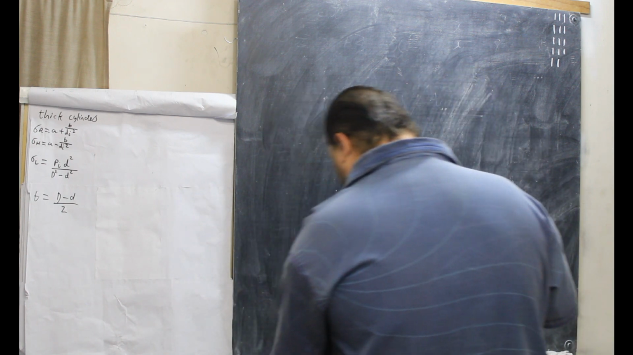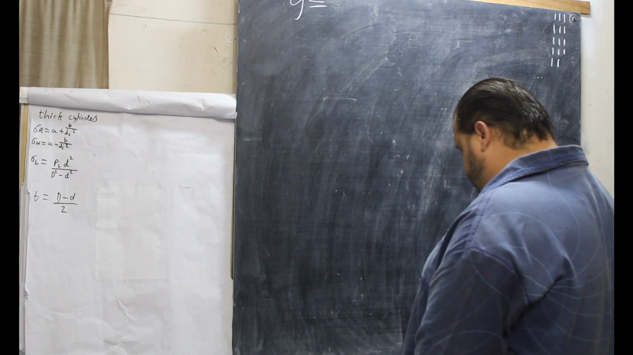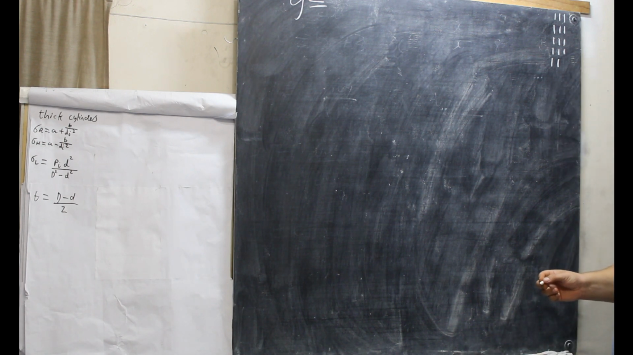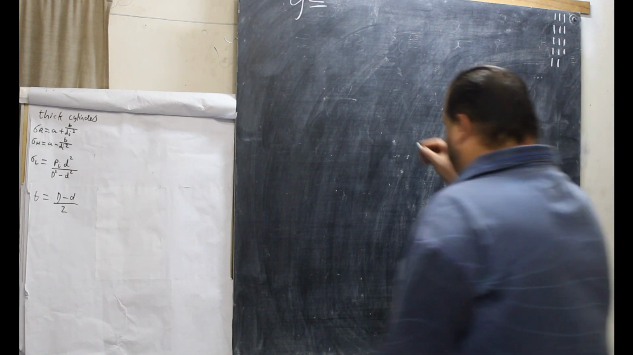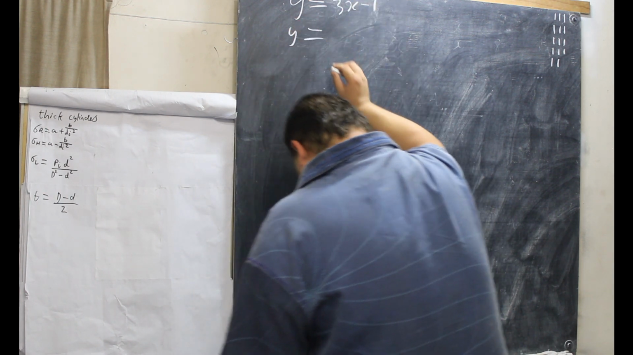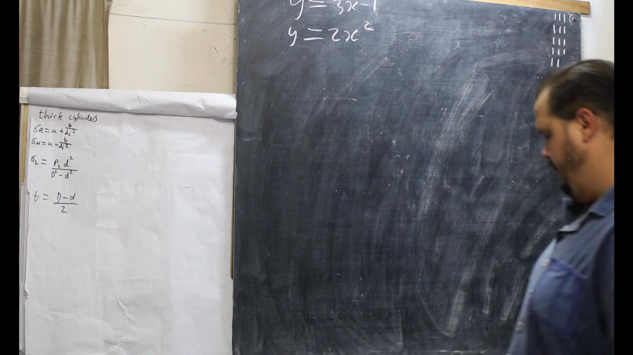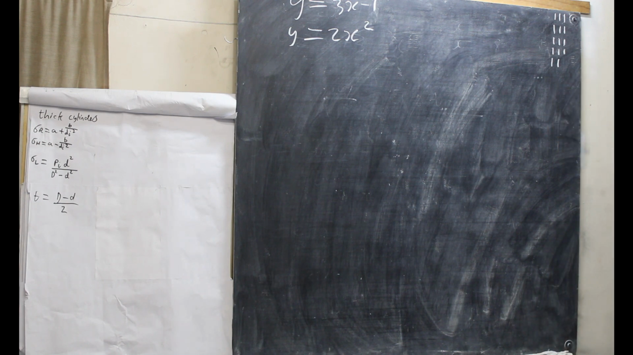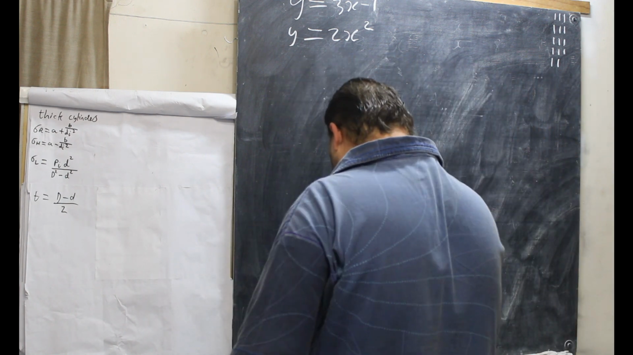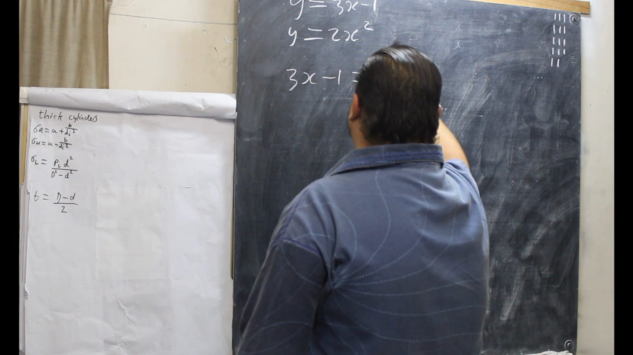Now, when you work out center of gravity, you're basically working out the center of gravity with the volume. So that would be y equals 3x minus 1 and y is equal to 2x squared. Now, what we need to do first is go 3x minus 1 equals 2x squared.